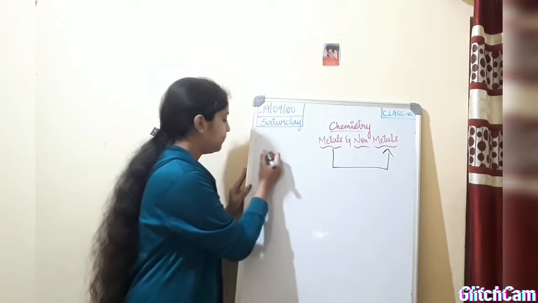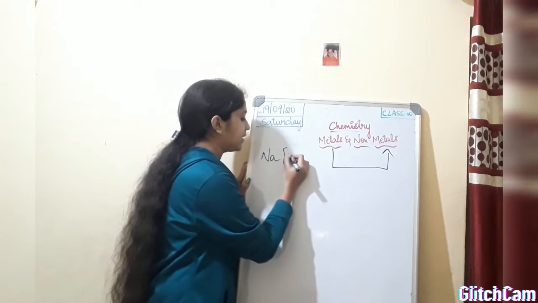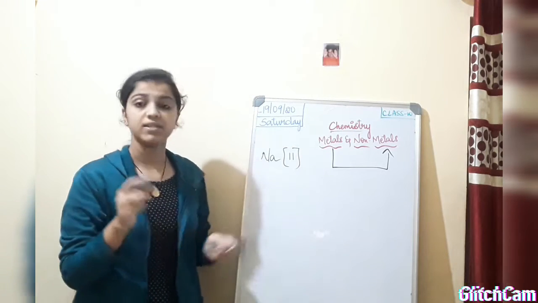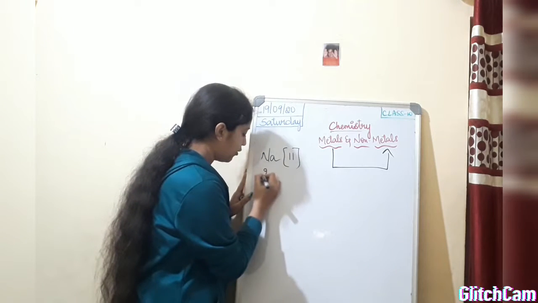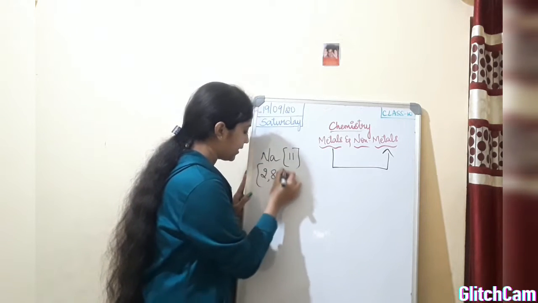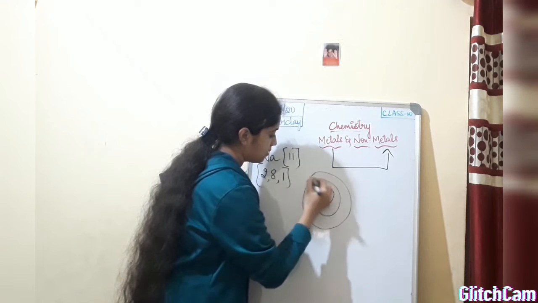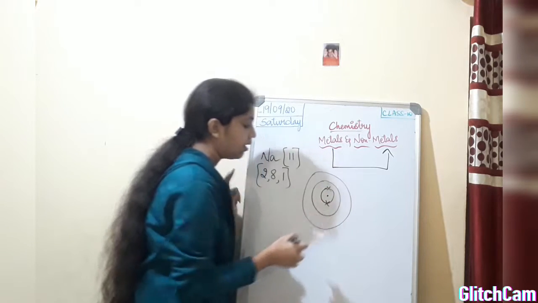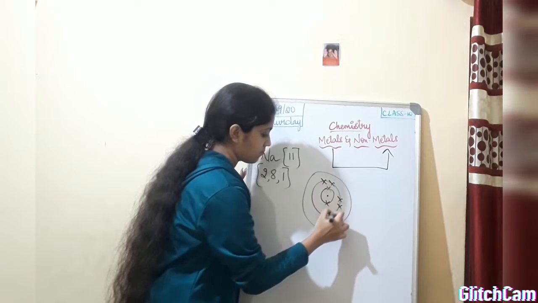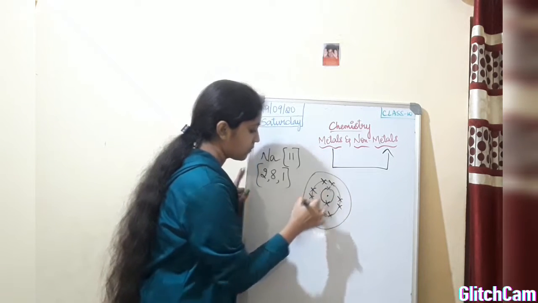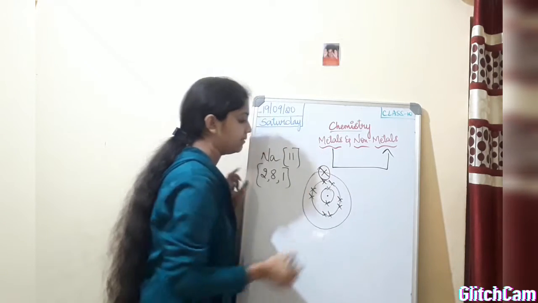For example, sodium. Sodium is a metal with atomic number 11 and the electronic configuration is 2, 8, 1. So it can be represented as 2 electrons in the K shell, 8 electrons in the L shell and 1 electron in the outermost shell.